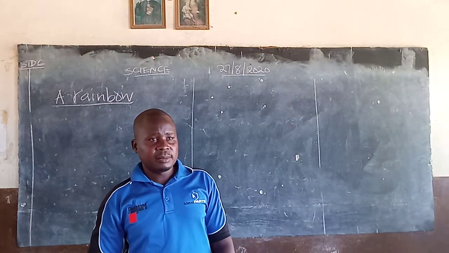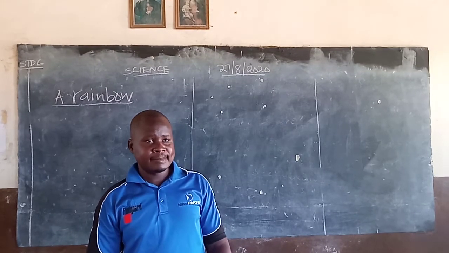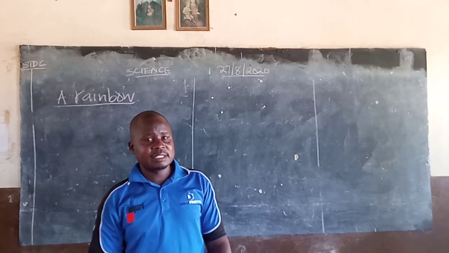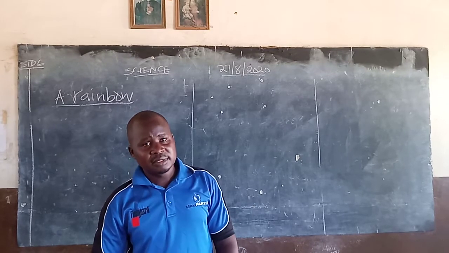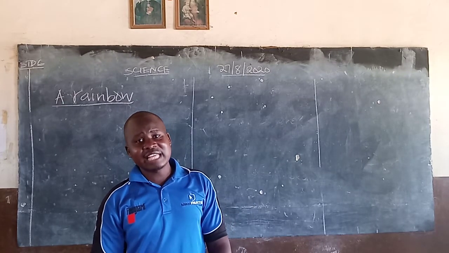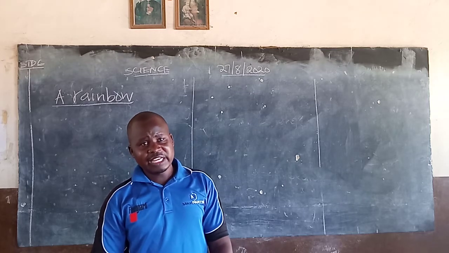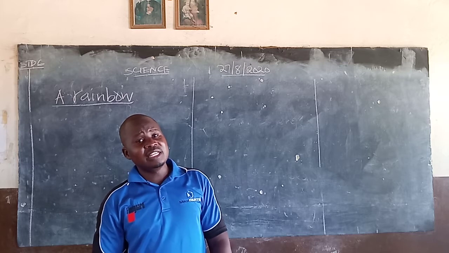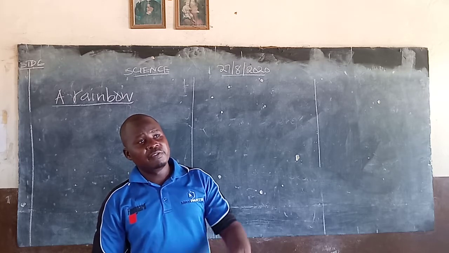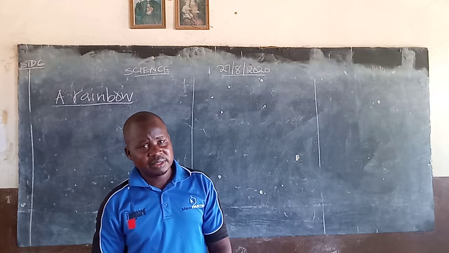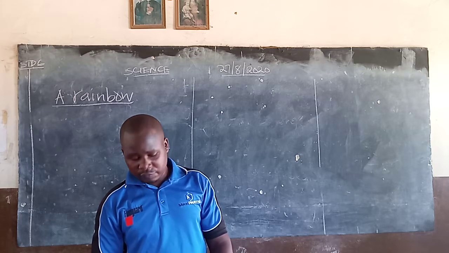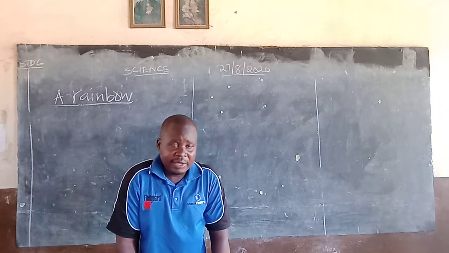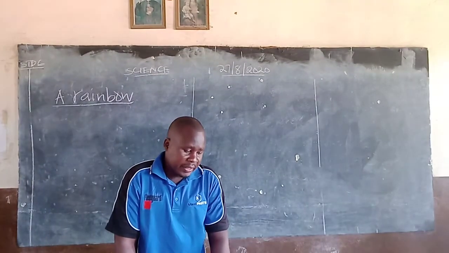When it is raining, for example, if the sun is almost setting and it is raining at the east side, you'll see a rainbow being formed at the east side, if the sun is setting at the west. Why? Because of the sunlight passing through the droplets of water, that is the rain.